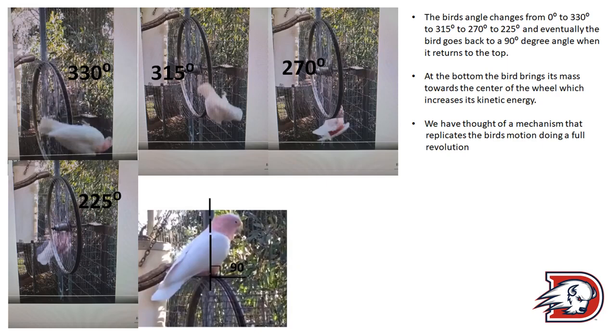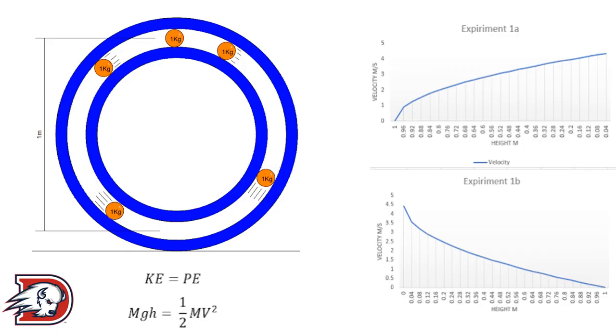We have thought of a mechanism that replicates the bird's motion doing a full revolution. We modeled an arbitrary mass revolving around a vertical circular track to get a clearer understanding of how the bird may gain energy and momentum as it goes around the wheel.